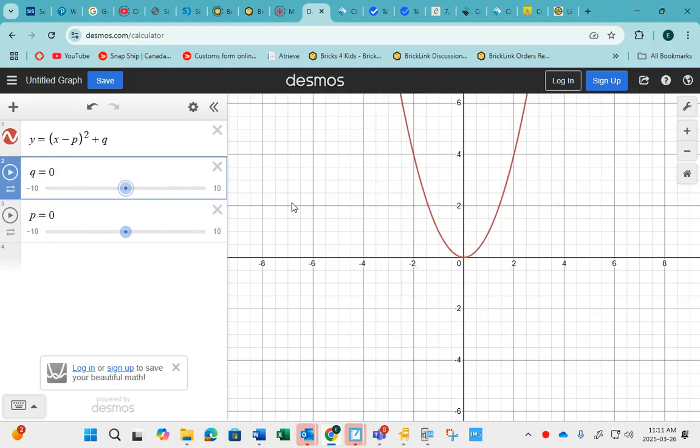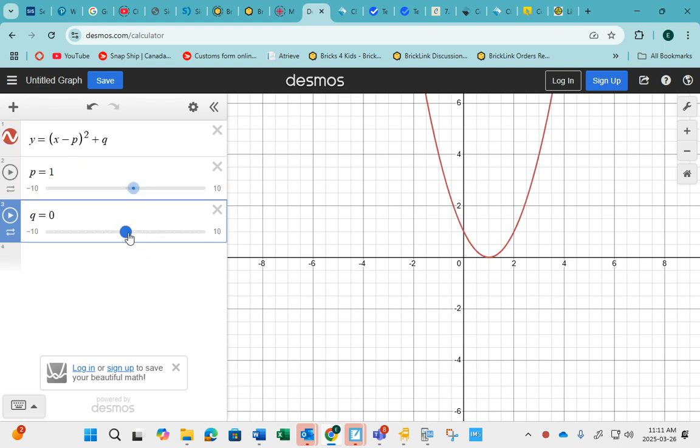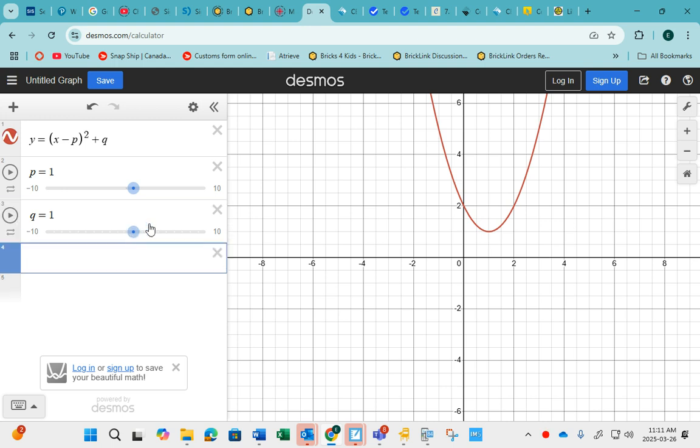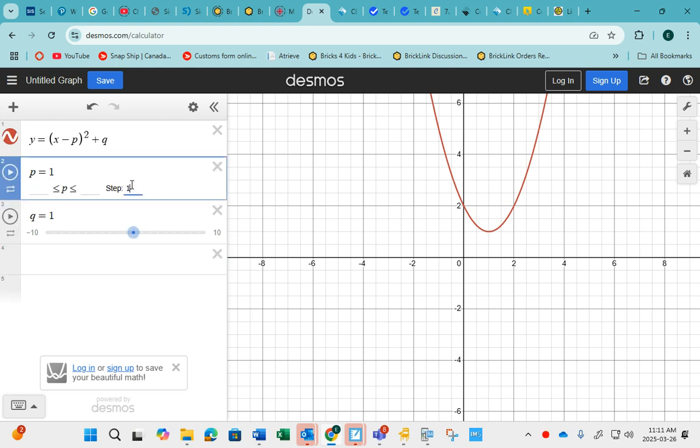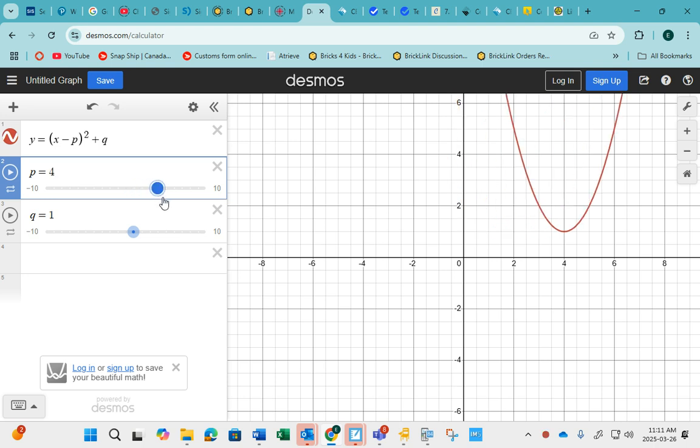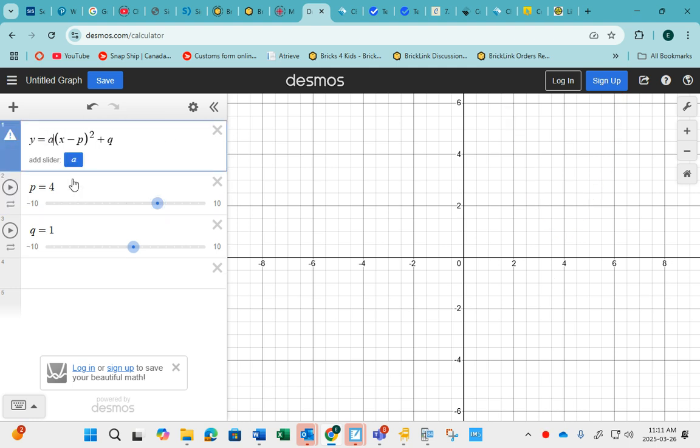So you can find the vertex of your equation, because if I go up 2, and then I go to my p-value, oh, that's not what I wanted to do. There we go. Oh, this one. Right? If I had my p-value at 4 and my q-value at 1, my vertex is now at 4, 1. Then we added a number in front.